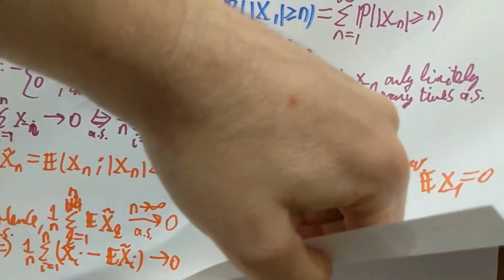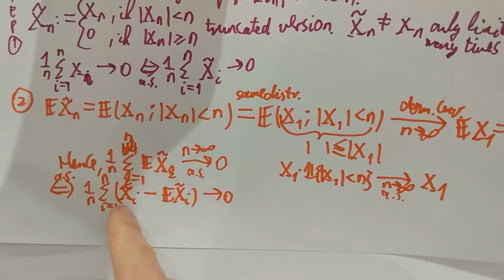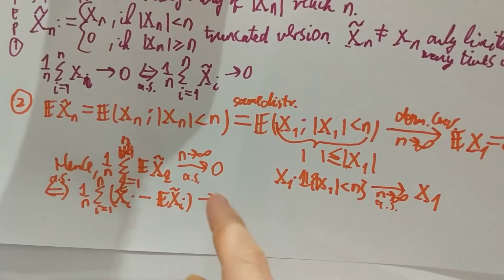Let's then proceed with step 3. So adjusting this setup a little bit. Okay, so step 3. What do we want to do? We want to now prove the convergence of 1 over n sum of the xi tilde minus E xi tilde to 0. If we prove that, then we can go back to step 1 and then we have the statement.